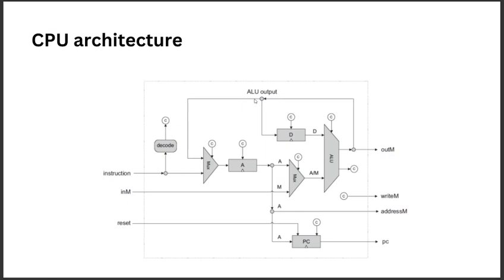This is the given diagram for the architecture of the CPU. The CPU works with a teamwork of several logic gates such as the ALU, A register, D register, PC, and the multiplexer, MUX.